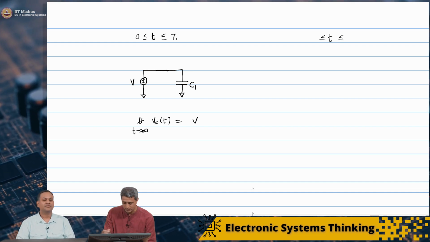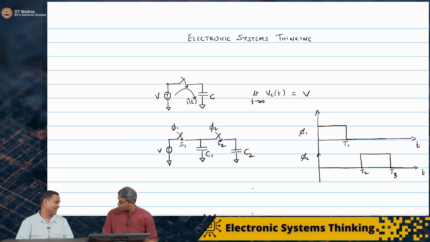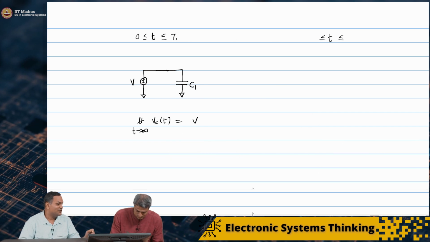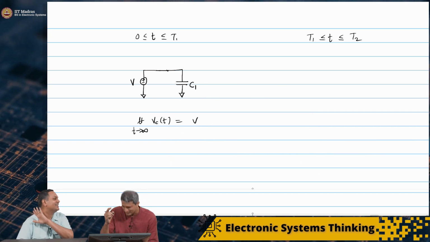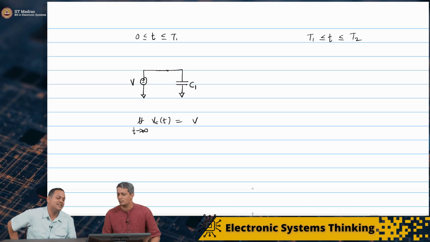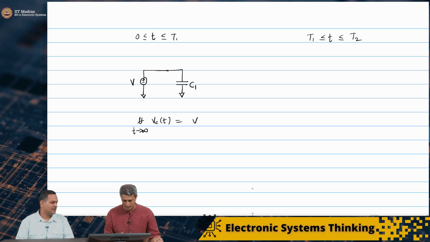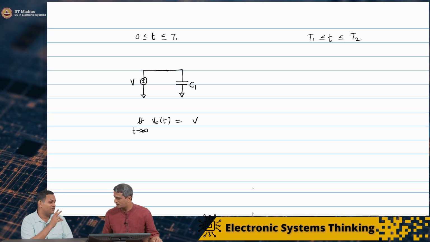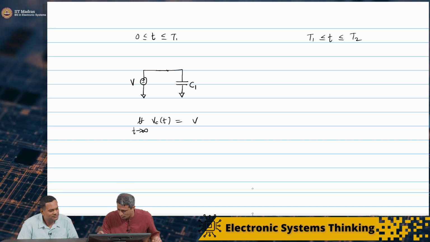Now, just extending your argument, let's look at what happens between T1 and T2. So we actually have 4 phases: 0 to T1, T1 to T2, T2 to T3, and greater than T3. Between T1 and T2, neither switch is on. Both phi 1 and phi 2 are 0, so both switches are off.